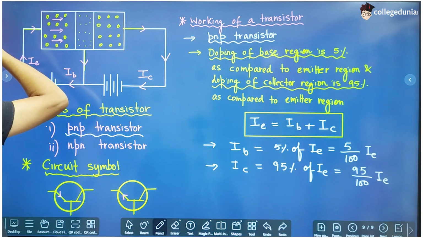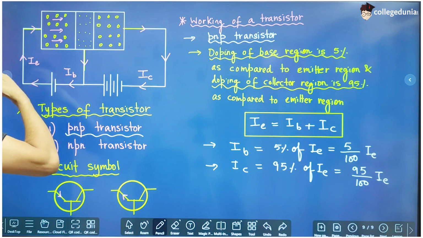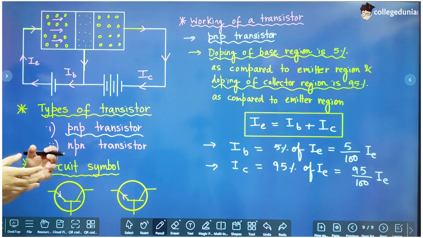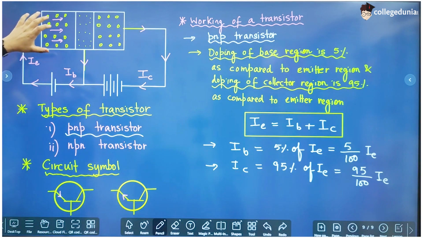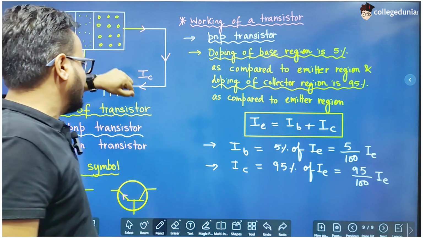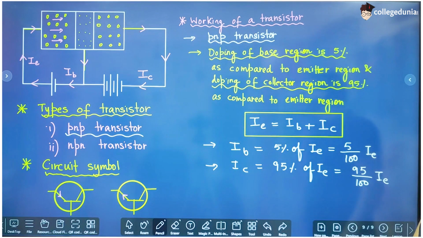So for the correct working of the transistor, this input junction should be forward biased so that it can repel majority charge carriers, and the majority charge carriers start towards the collector region, and the collector region should be reverse biased so it is able to attract or collect the majority charge carriers towards itself.